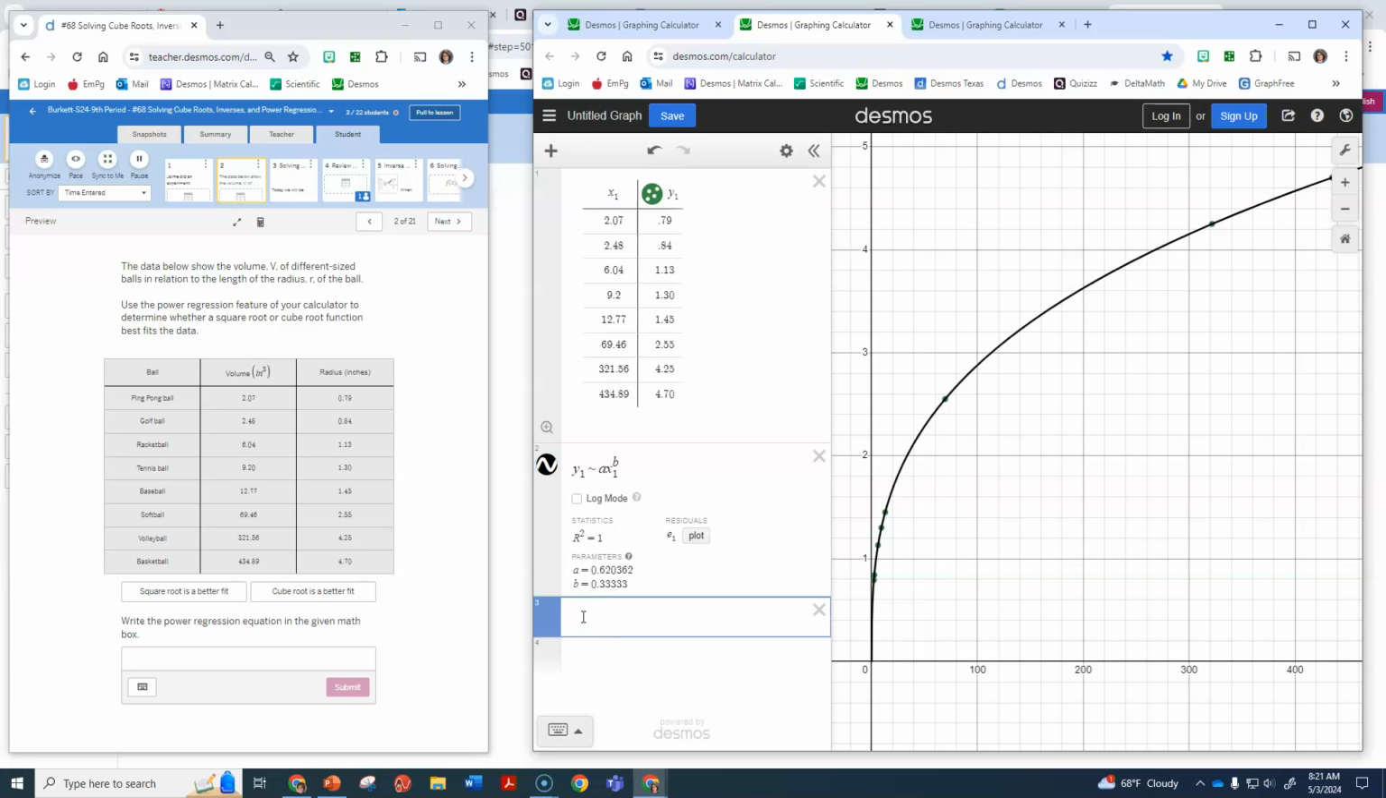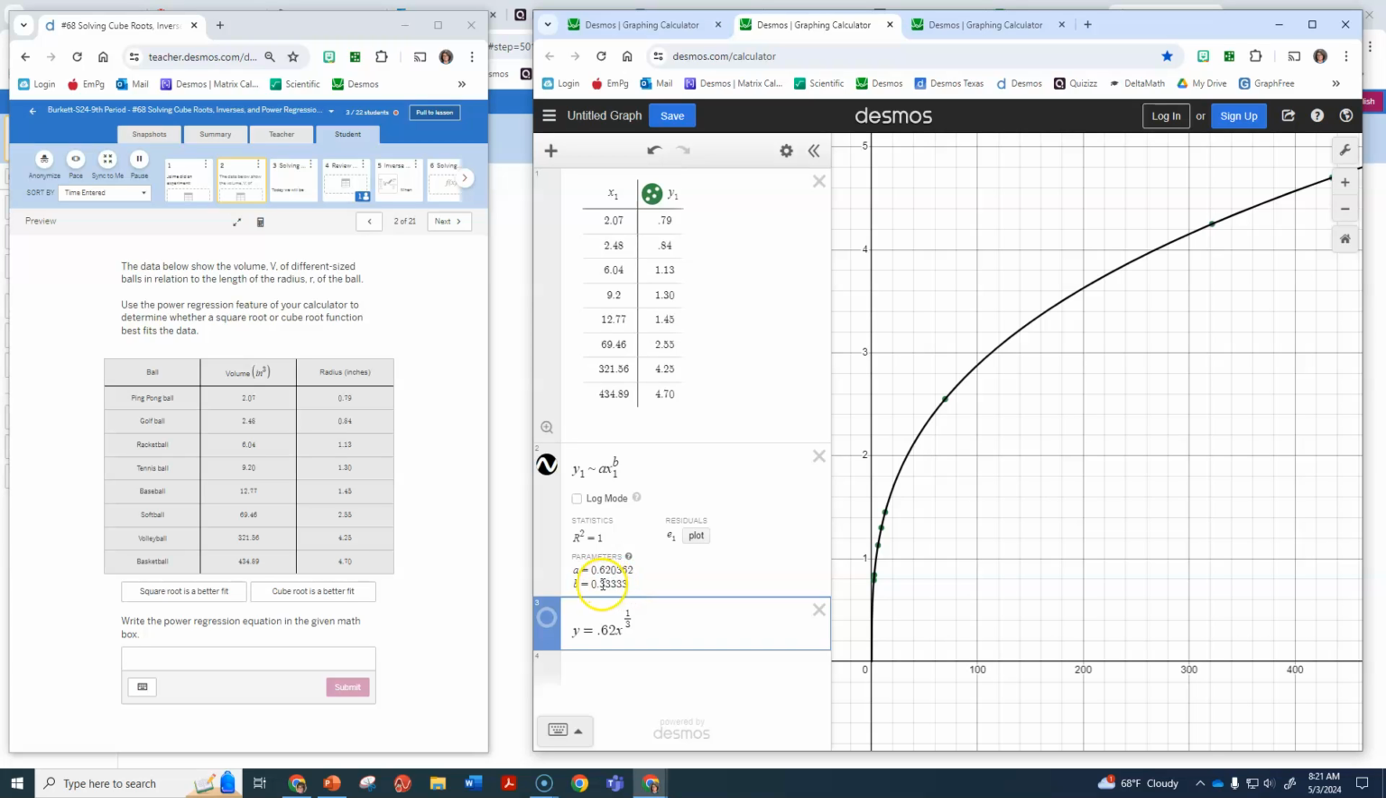You can test it by typing in y equals, put in your value of a, 0.62. I'm just going to round off and then put x, and I'm going to raise it to the 1/3 power. And you can see that that red graph right here went right on top of the black graph. Okay, so that came out to be a cube root is the best fit.